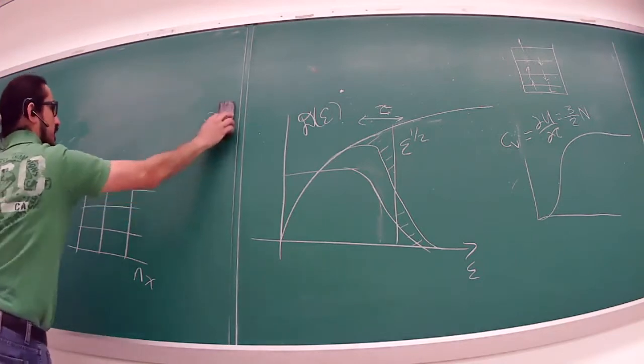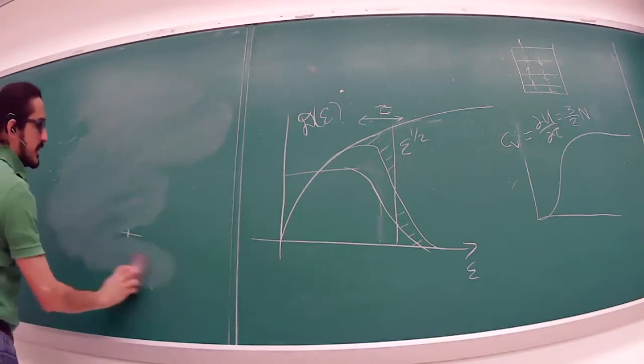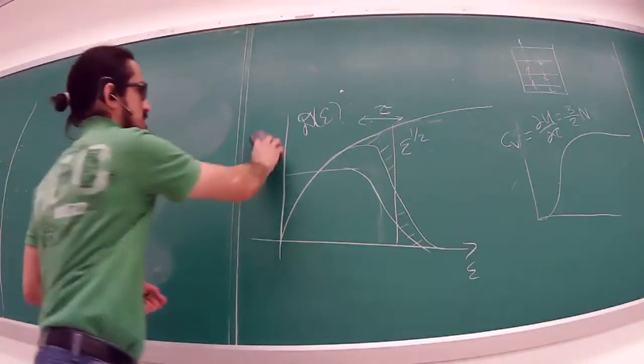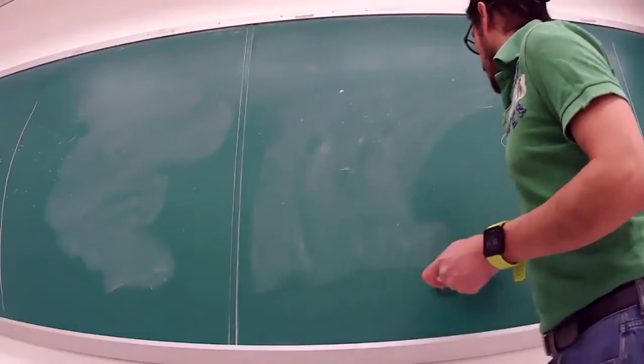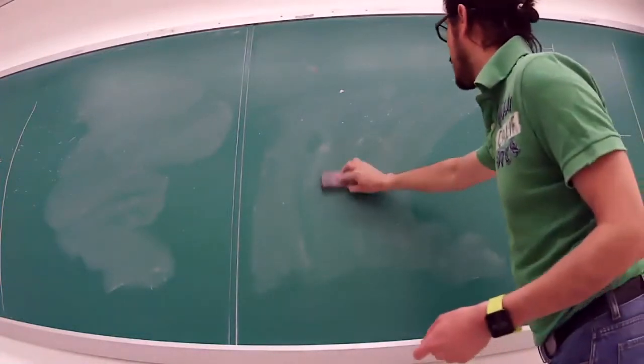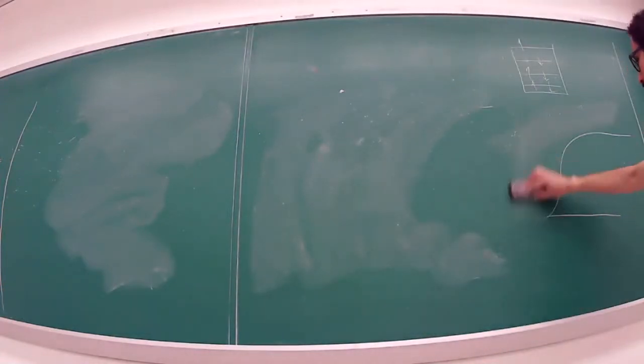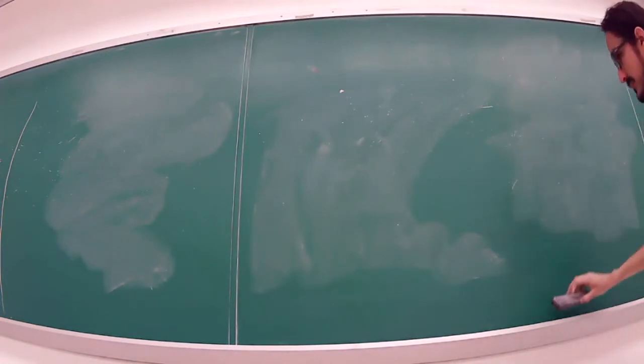The math is not as simple. This is one of the great successes of this whole theory. So it can predict the heat capacity of metals at low temperature, as we'll see.